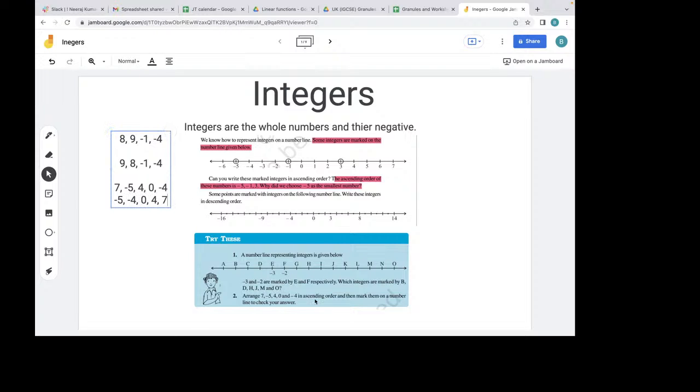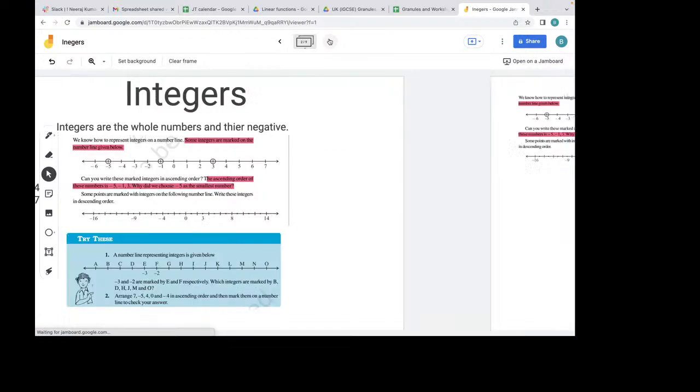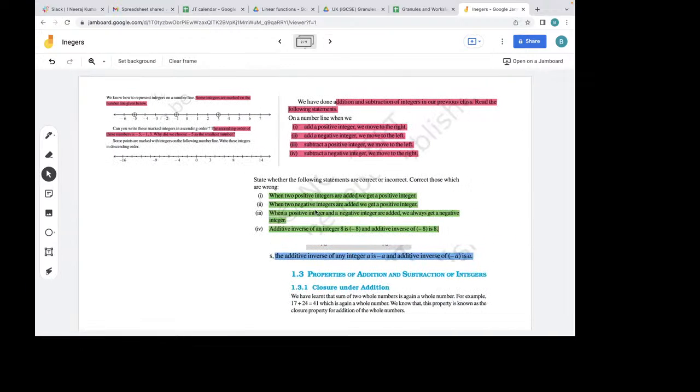So we have arranged all of them in ascending order, where -5 is the smallest one and 7 is the biggest one. Alright, so now we have learned about integers and how to arrange them in ascending order and descending order using the number line. Now let's move on to the next slide and let's see what is there for us.